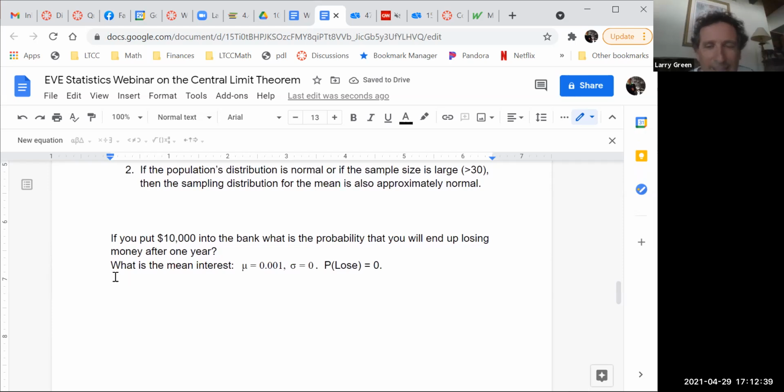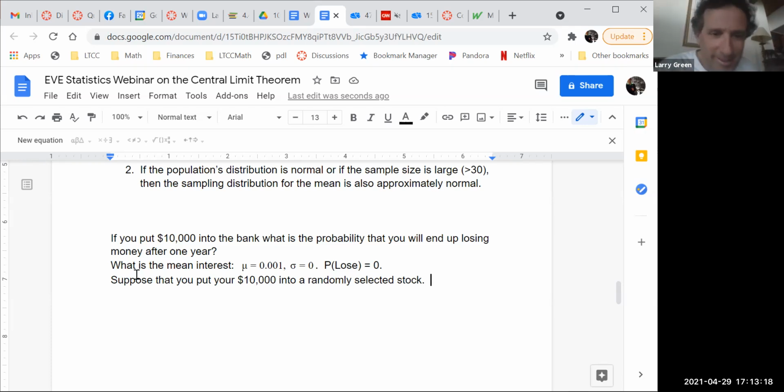All right, now let's get a little more difficult. Suppose that you put your $10,000 into a randomly selected stock. So you might end up buying Tesla, or you might end up buying Disney. And when I say buy it, that means you buy that stock. So the first thing is, do you think that the mean is 0.001 for the stock market? Do you think that's the average return on a stock?